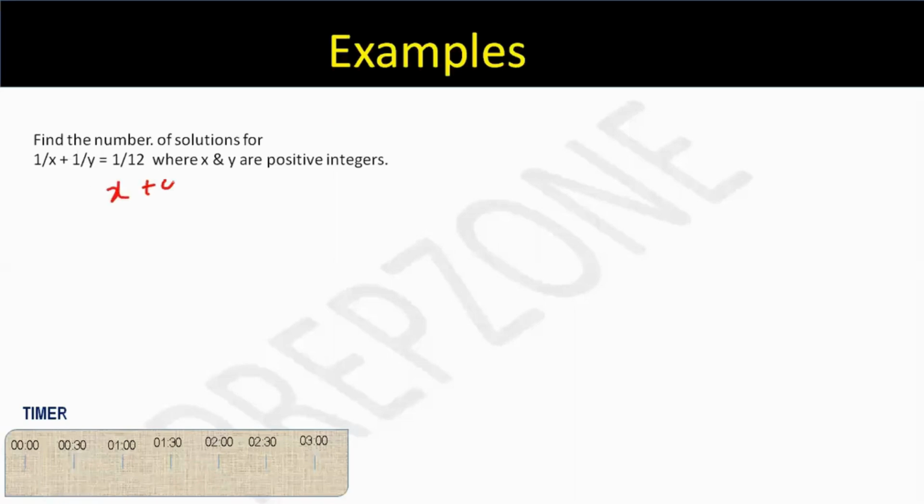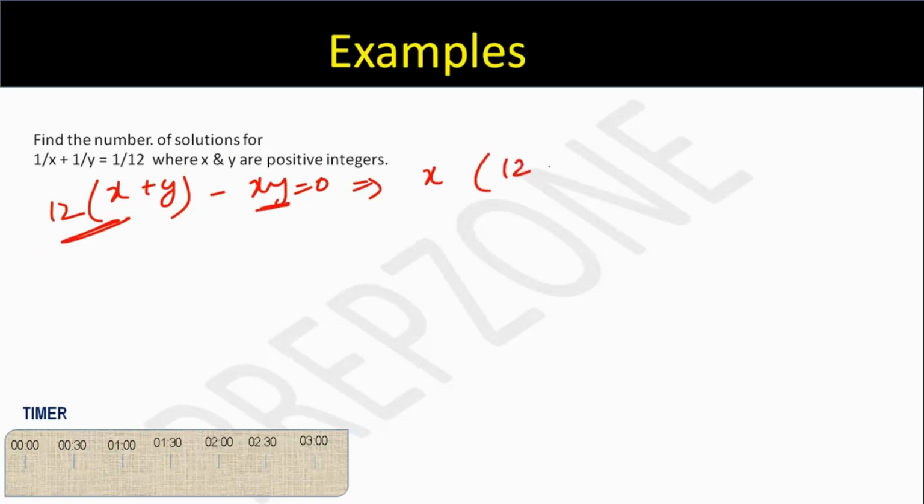This is (x plus y) into (12 minus xy) equals to 0, right? Or you can say this is 12x, and this is minus xy. So if you take 12x common, what remains inside? 12 minus y. Now this is the trick. You have a factor of 12 minus y here, and the only term that is remaining is 12y. So let's write plus here.